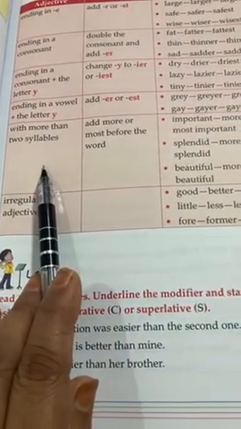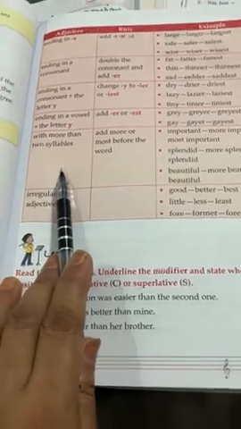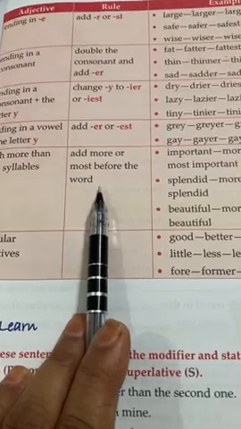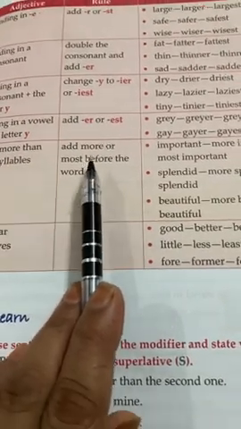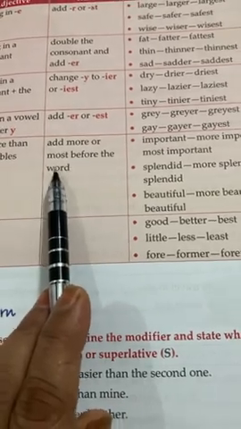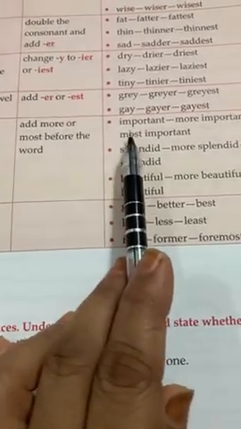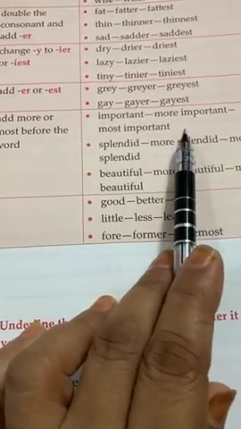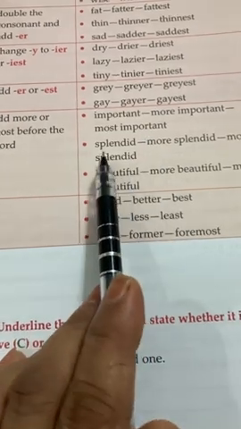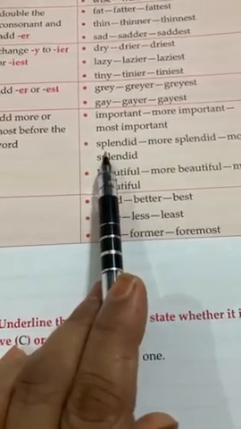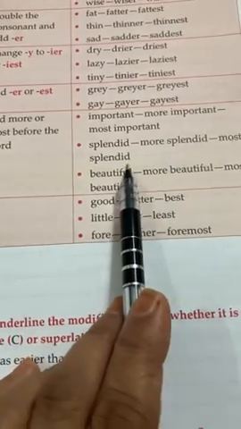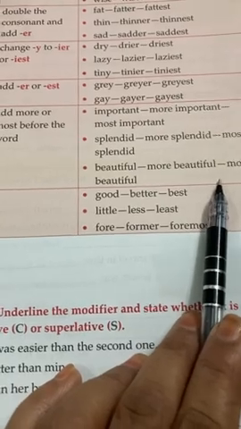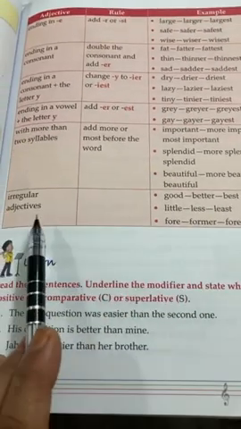If an adjective has more than 2 syllables, how can we create the comparative and superlative forms? We add more or most before the word. For example, important, more important, most important. Splendid, more splendid, most splendid. Beautiful, more beautiful, most beautiful. Okay, now come to the last one.